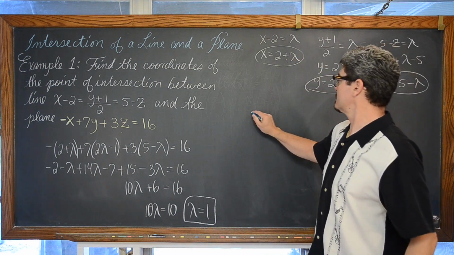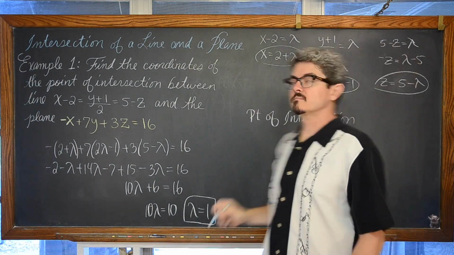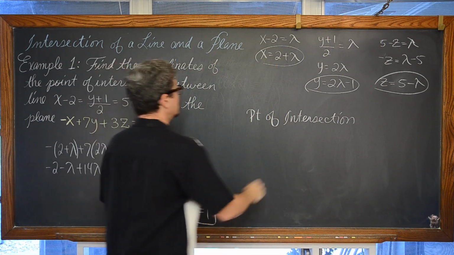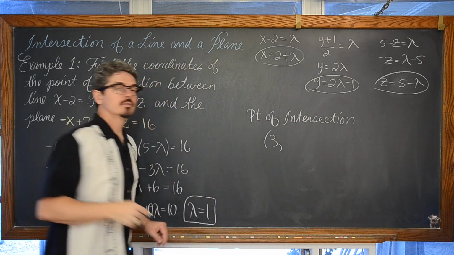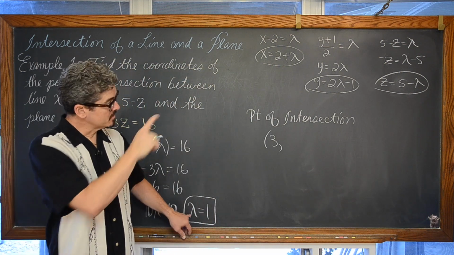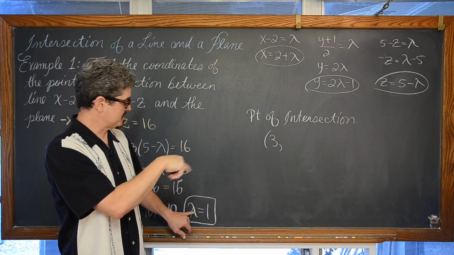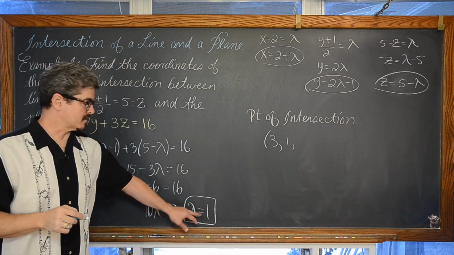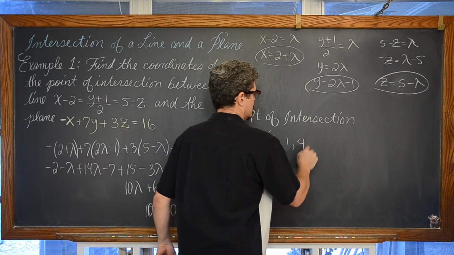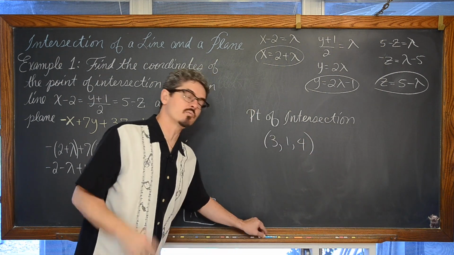So x is equal to 2 plus 1, which is 3. The y-coordinate is equal to 2 times lambda minus 1. So 2 times 1 is 2, minus 1 is 1. And then 5 minus lambda. So, of course, we have a z-coordinate of 4. And that is our point of intersection.